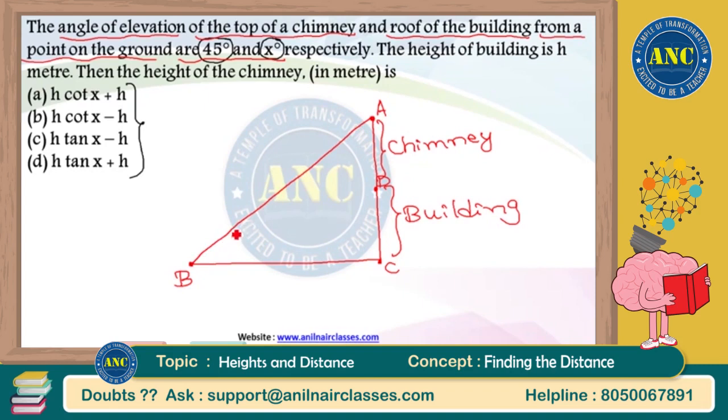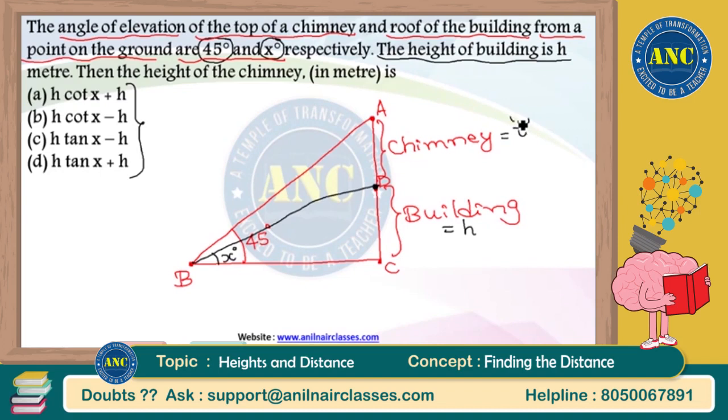That means this entire angle is given as 45 degrees, and the roof of the building is making an angle of elevation of x degrees. This entire smaller angle is nothing but x degrees respectively. I hope this diagram is clear. The height of the building is h meters. This height DC is given as h meters, and then find the height of the chimney. Height of the chimney I don't know. I will call it as t meters, for example. I am interested in finding the value of t.